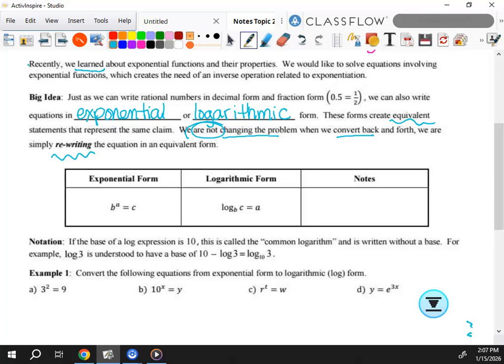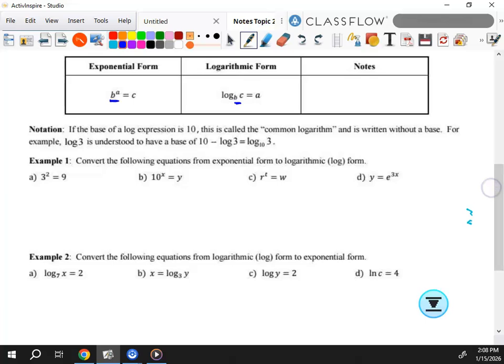Okay? So here's exponential form. This is b to the a power equals c. The base is b, the base of the exponential. Then we have log base b of c equals a. Those are both true statements, and they're just different ways to relate a, b, and c together. But notice that the base of the exponential and the base of the log are exactly the same. So our notes are that the bases are the same.